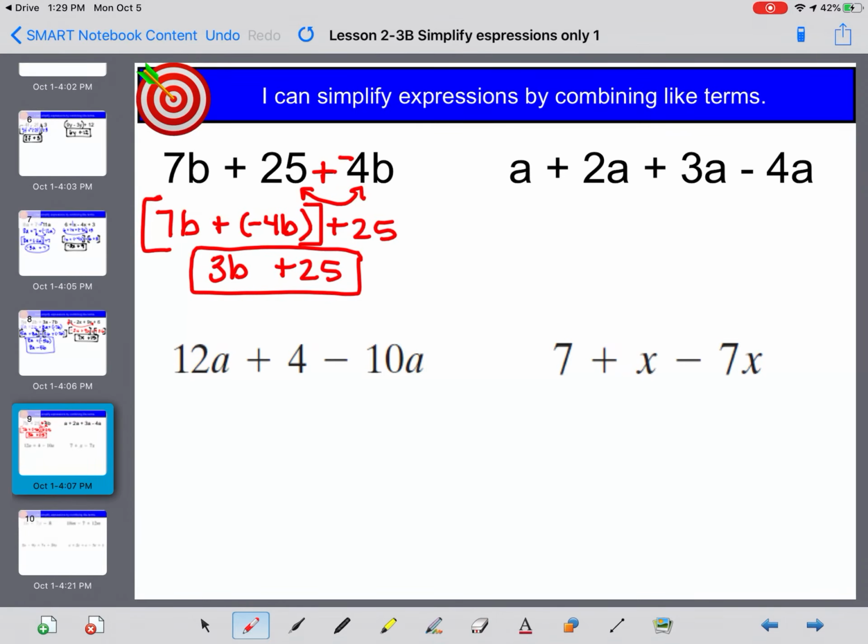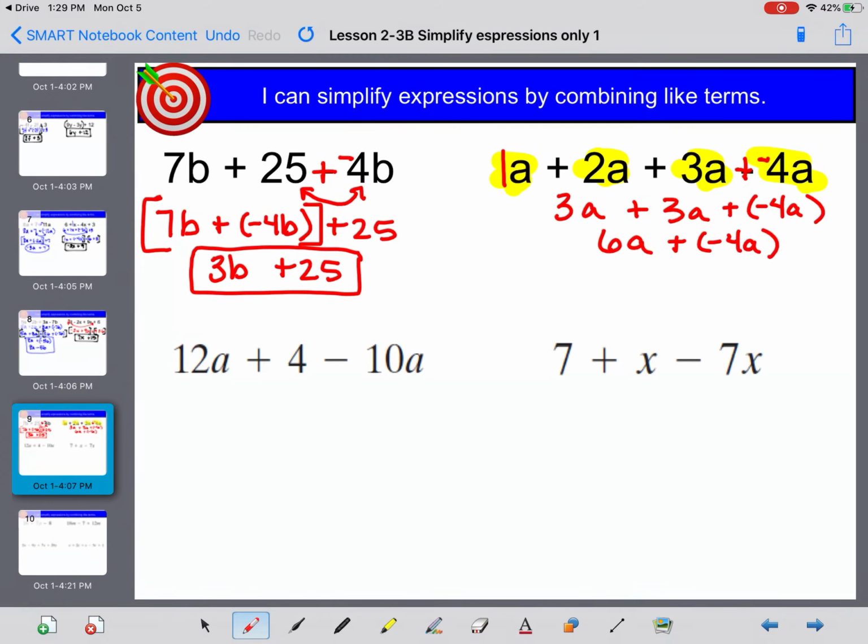The next one. I'm going to add my 1 coefficient in front of that a. I'm also going to change this to adding negative 4a. And now I'm looking at this and I see that all of these are like terms. So I can simply combine them together, skip right to the associative property. 1a plus 2a is 3a plus 3a plus negative 4a. Then 3a plus 3a is 6a plus negative 4a. And then I get 6a plus negative 4a is a positive 2a.